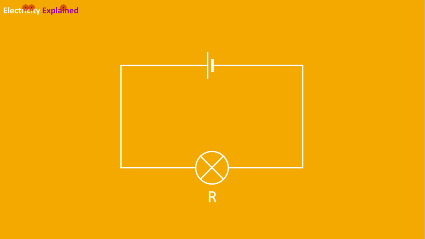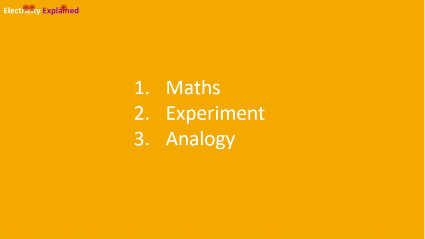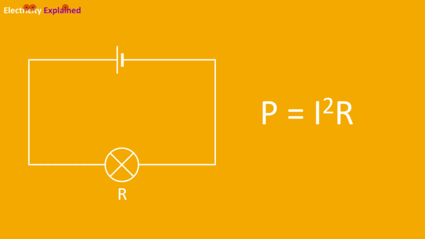What happens to the amount of heating if you increase the resistance of the bulb in this circuit? Without Electricity Explained, your student would have to choose one of these. 1. Do some maths. 2. Set up an experiment. Or 3. Use an analogy. Okay, let's use a formula a mathematically able student would use.